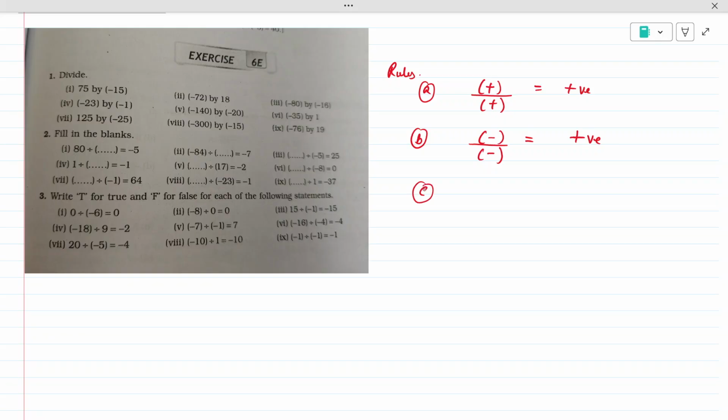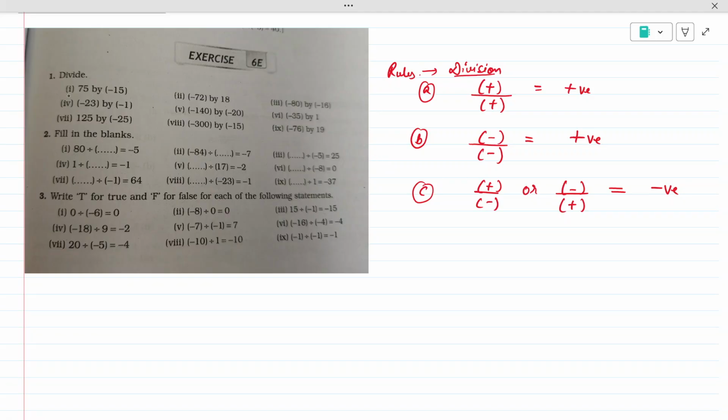And the third rule is, if we divide any positive number with a negative number or any negative number with a positive number, the answer will always be a negative number in both the cases. So these rules are the same which we have done for multiplication. Division also follows the same rule. Okay, so let's begin with the exercise following these rules.